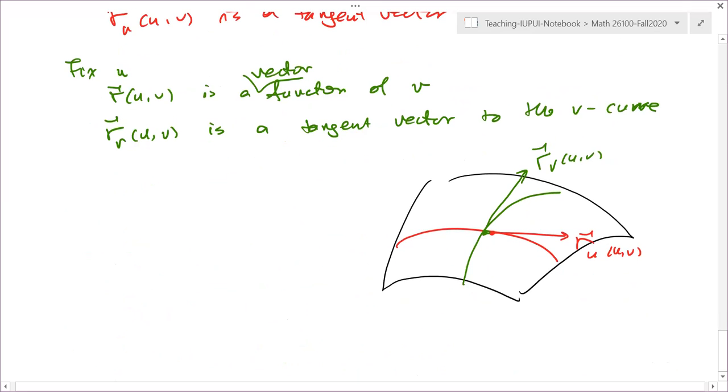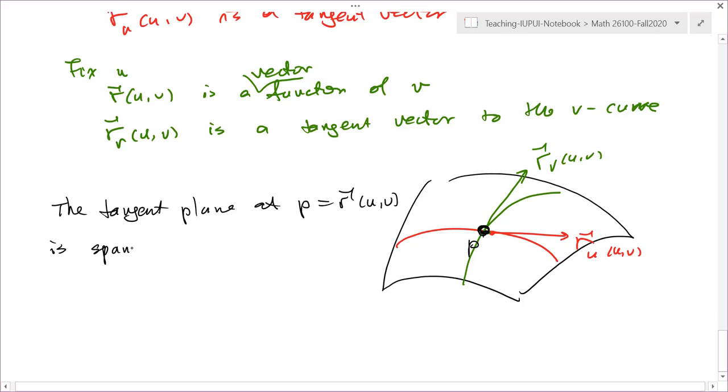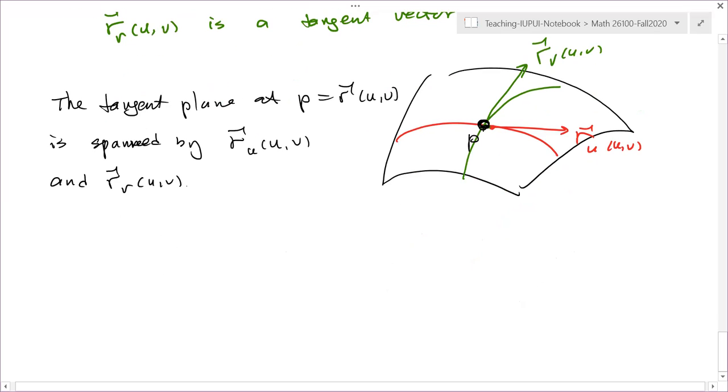To describe the tangent plane at this particular point P, the tangent plane is spanned by those two vectors. The tangent plane at the point P, which is the image of this, is spanned by these two vectors. Now, how can I describe an arbitrary point on the plane? This is an arbitrary point on the tangent plane.